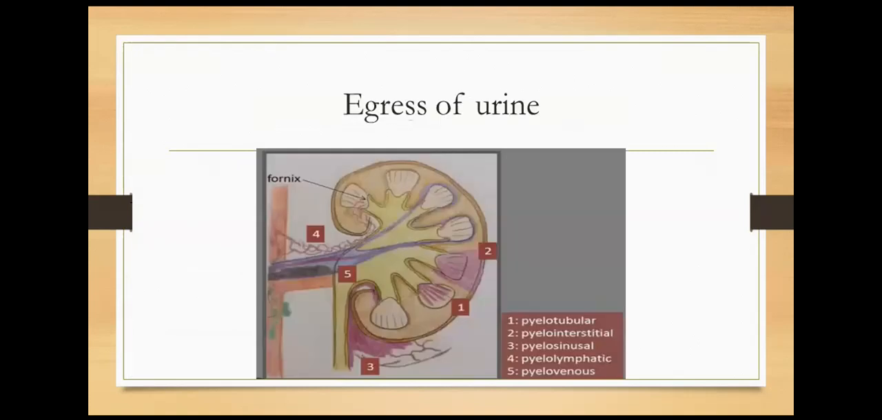This is a nice slide just to summarize the egress of urine in the setting of obstruction. As I've said, the pyelosinusal, which is the calicial one. Number 3 there is usually your first, especially in the acute phase, where your pyelolymphatic and pyelovenous tend to be a mark of your long-standing chronic obstruction. But you get 5 mechanisms in which the kidney can egress urine: pyelotubular, pyelointerstitial, pyelosinusal, pyelolymphatic and pyelovenous. Powerful slide, this one.